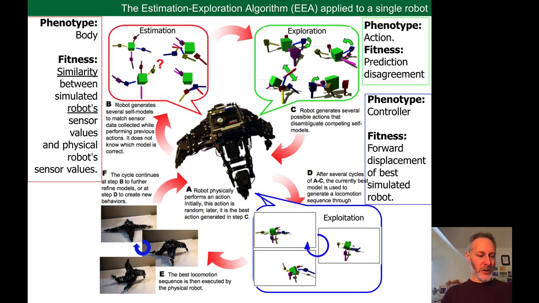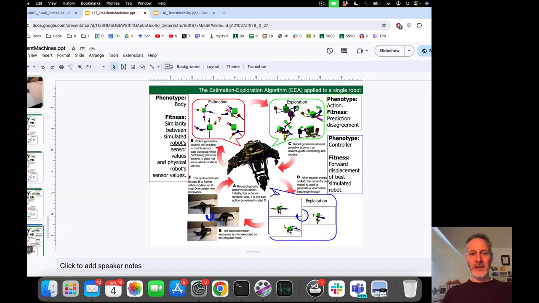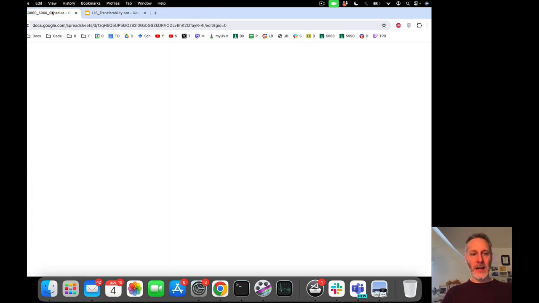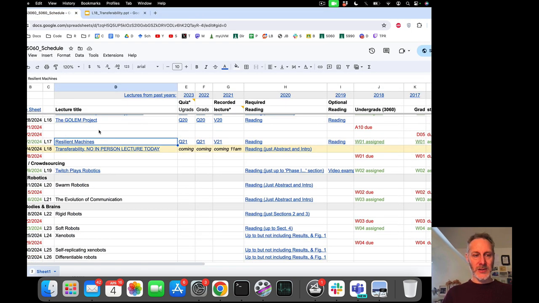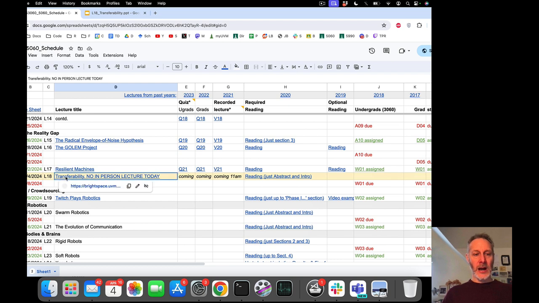Okay. All right. We are going to finish the resilient machines discussion here. And returning to the schedule for a moment, we are going to now talk about the fourth and final attempt to cross the reality gap that we're going to look at in this class. As I mentioned, there are many, many attempts to do this. We're going to look at this one here, which has some particularly interesting aspects that might be useful for your final project.